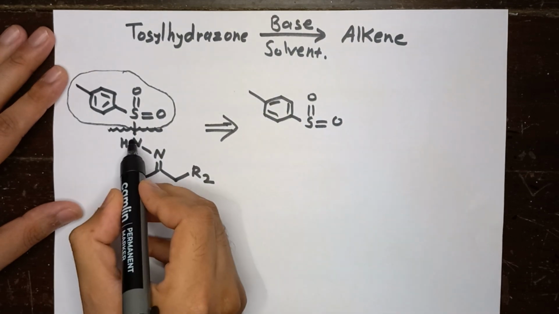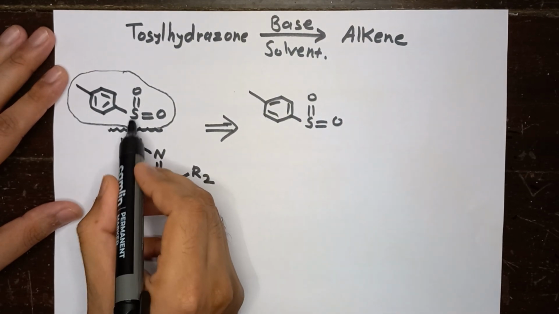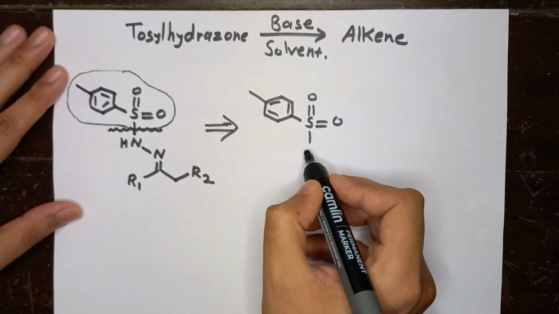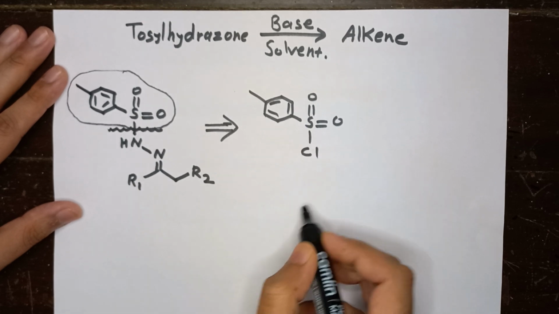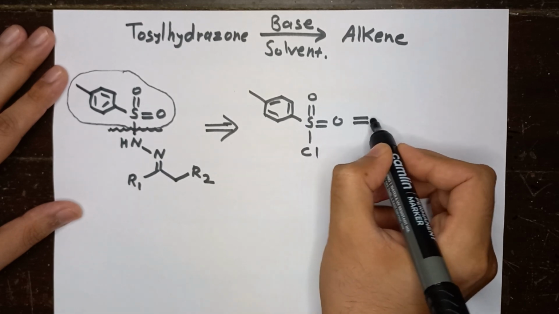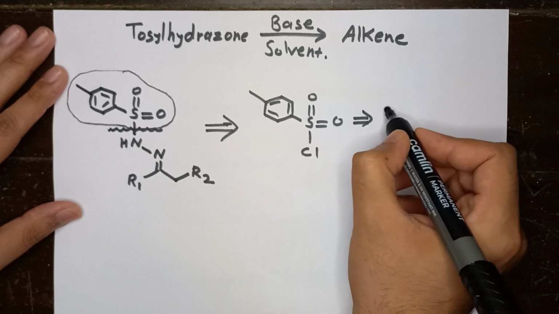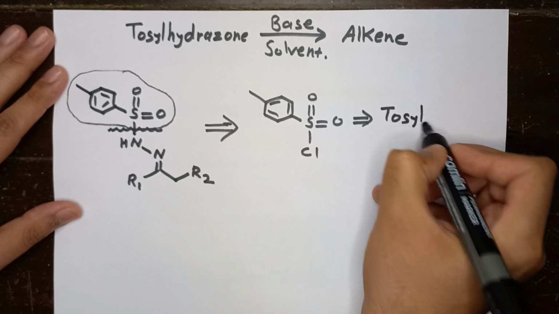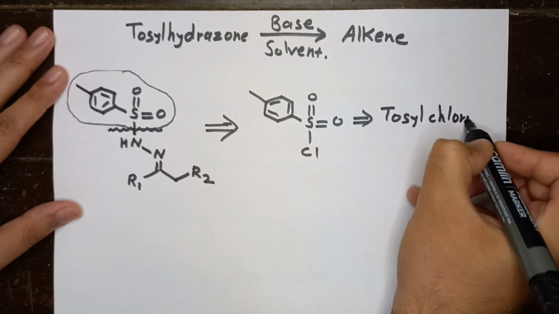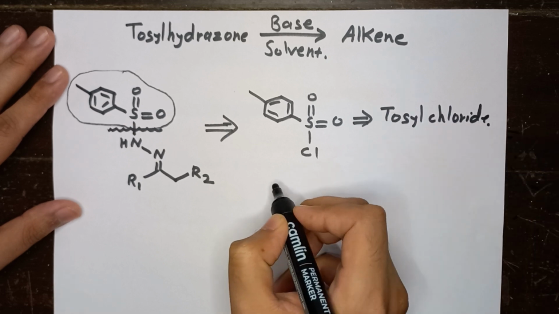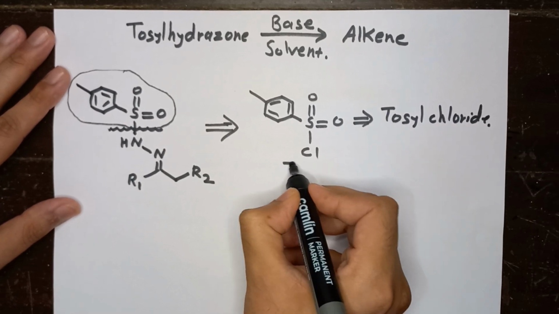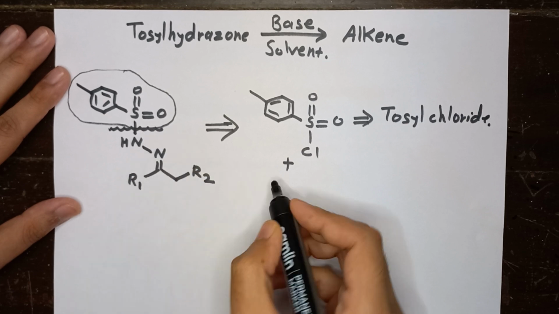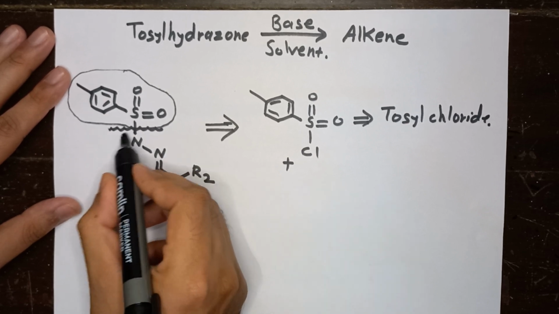Okay, now nitrogen will attack at sulfur, so something has to leave. So I'm going to keep a leaving group, chlorine, here, and this is what we call tosyl chloride. And the other part we will get, here we are going to generate NH2.